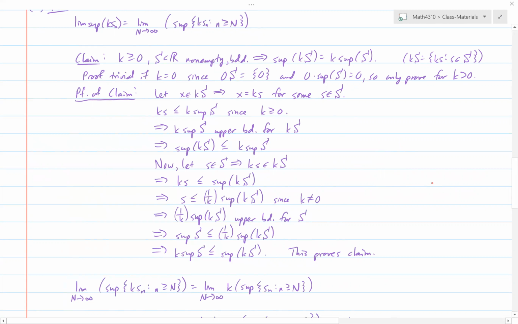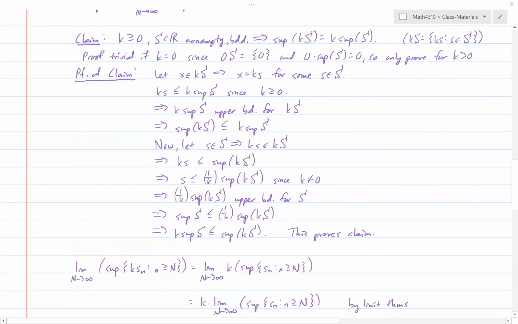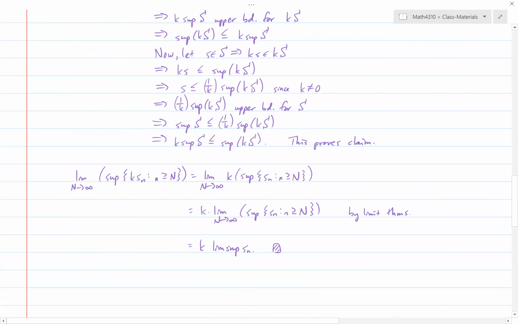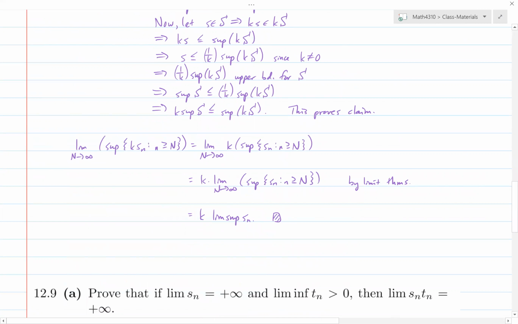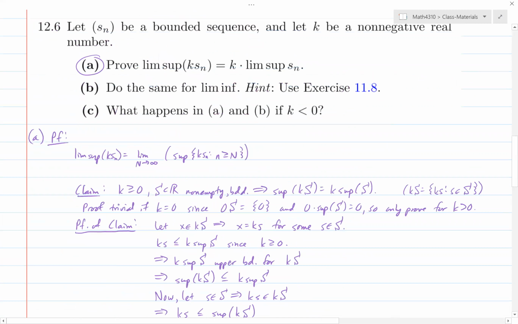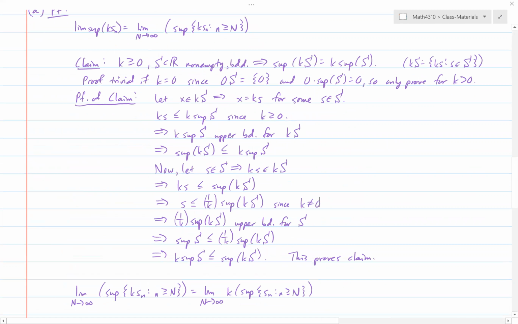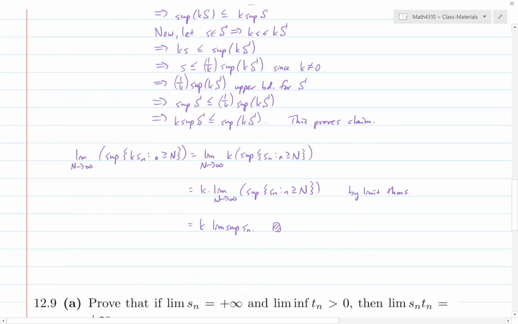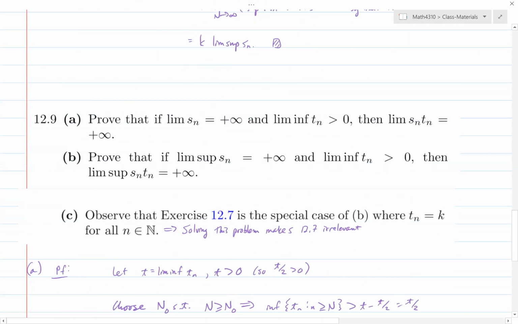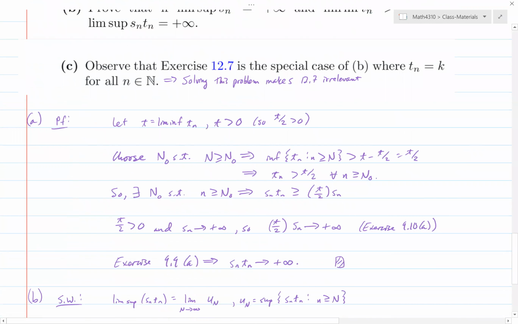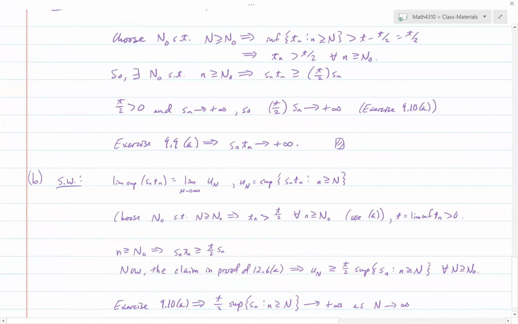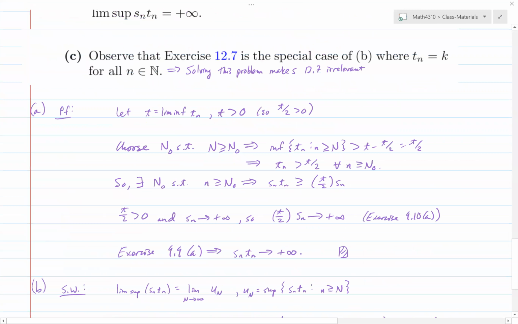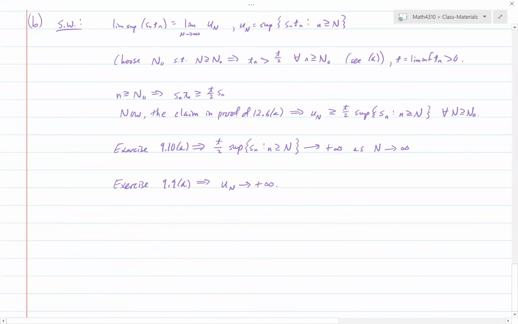You have to read through them carefully, but once I establish the claim, the limits of these things exist, so I take the limits and use limit theorems, and that's the proof of part A. I'm not going to present the rest here. I think you can fill it in from here if you follow this argument, and it's a good idea to follow it for yourself. And then I also provide the proof of 12.9, well, I provide the proof of 12.9 part A. I do the scratch work for part B.